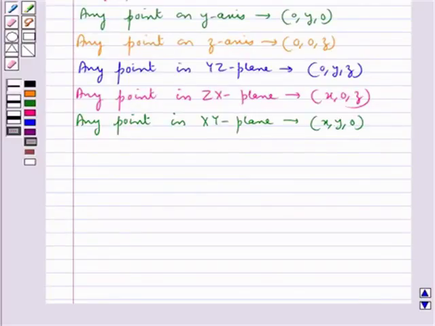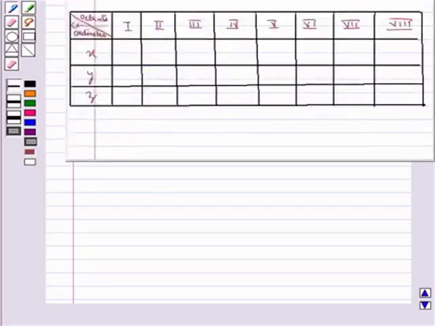The sign of the coordinates of a point determine the octant in which the point lies. If the coordinates x, y, z are all positive, then it lies in the first octant, and if x is negative, y is positive, z is positive, then it lies in the second octant. X negative, y negative and z positive, it lies in the third octant. X positive, y negative, z positive, it lies in the fourth octant. X positive, y positive, z negative, it lies in the fifth octant.